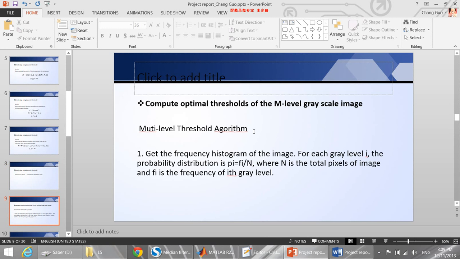The second step, compute optimal thresholds of the M-level grayscale image. This is the multi-level threshold algorithm. First, we need to get the frequency histogram of the image. For each gray level i, the probability distribution is Pi. It equals Fi divided by n, where n is the total pixels of the image and Fi is the frequency of the i-th gray level.